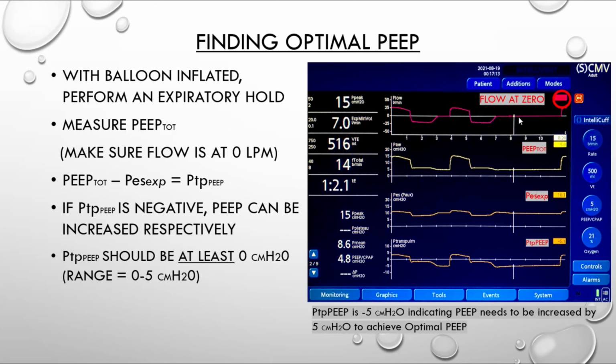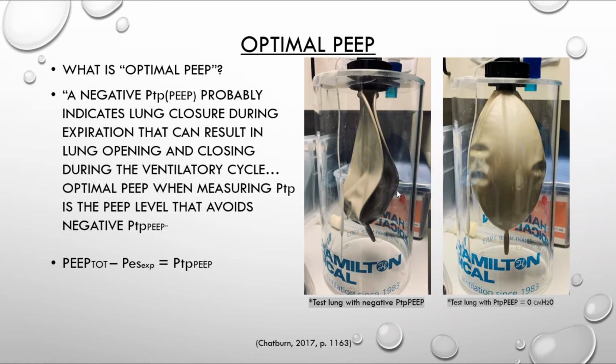So we want to scroll over after we do the hold, make sure it flows at 0, and we get a nice flat waveform all across. So our total PEEP is from this airway pressure waveform right there in this example. It looks like it's about 5. And then we subtract our esophageal pressure waveform reading, which is about 10, and that gives us a transpulmonary PEEP of -5.